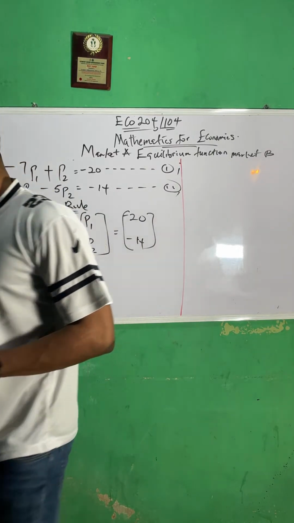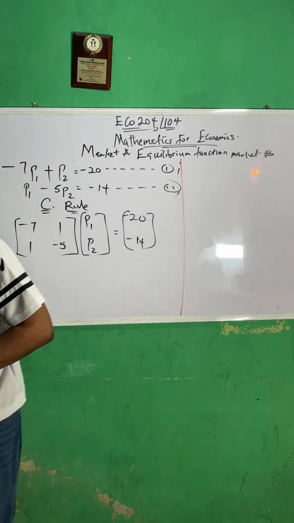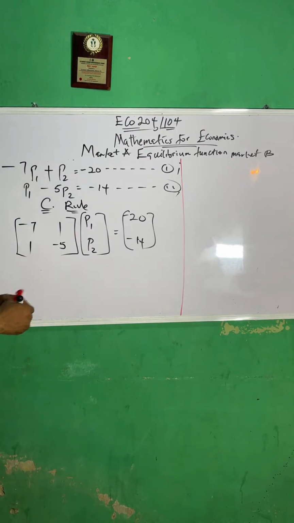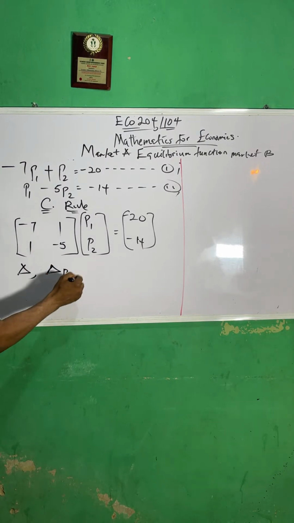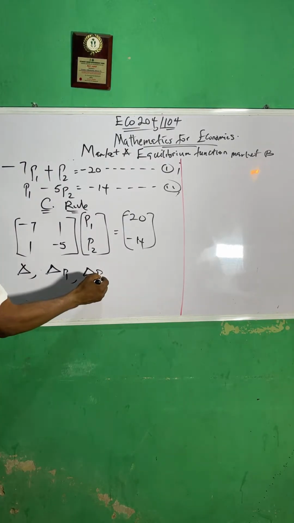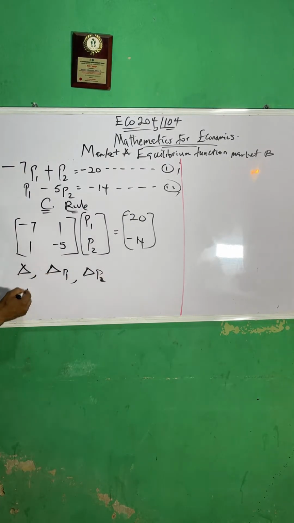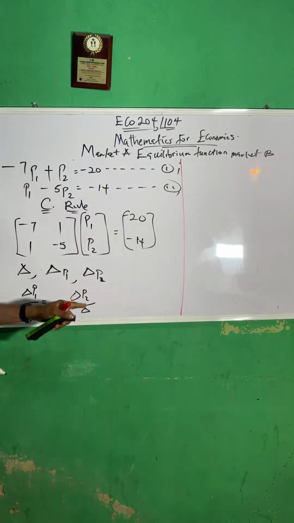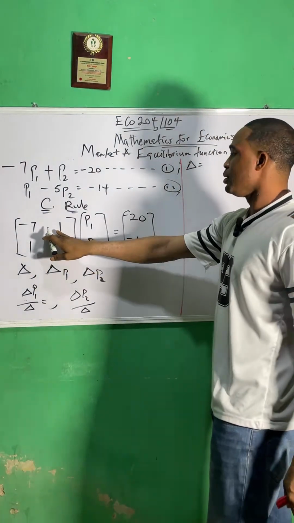There are some things you need to know under Cramer's rule. First, you look for the determinant itself. Then after looking for the determinant itself, you look for the determinant of P1. Then after that, you look for the determinant of P2. And the condition to get your P1 will now be the determinant of P1 over the determinant itself. And the condition to get P2 will now be the determinant of P2 over the determinant itself. You might not understand what the determinants of this main equation are.